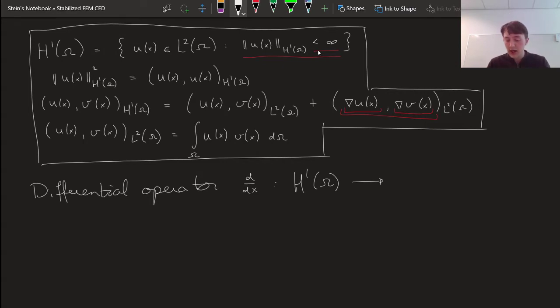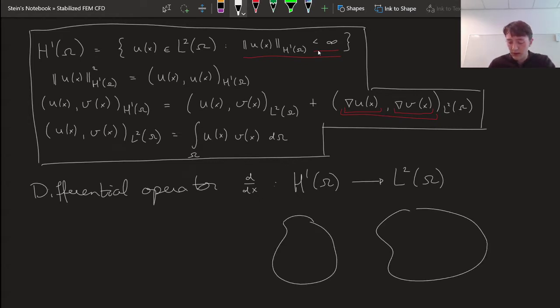These functions are mapped to the function space L2, the function space where we don't have any requirements on the derivatives. We've taken the first derivative of the function in H1, which means that we can't say anything about the regularity of these functions anymore. So at the very least, they have to be in L2. That's how we're going to interpret this differential operator as a mapping from one set, which is a Sobolev space, to another set, which might also be a Sobolev space.